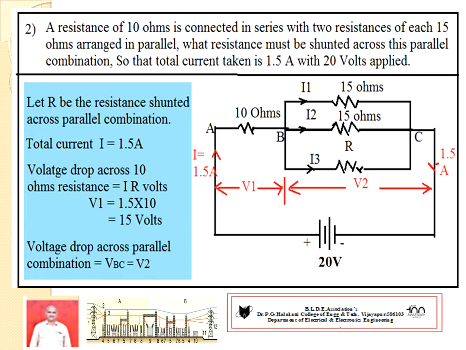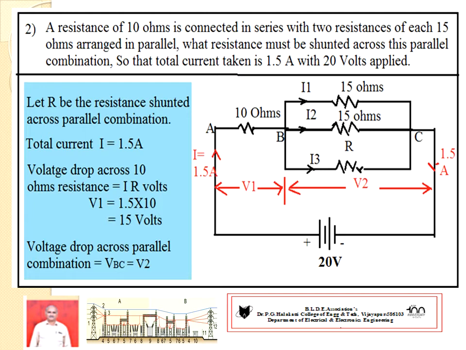So see there, it changes from problem to problem. You draw as per the given explanation. Series resistance 10 ohms, parallel two 15 ohms, and the third one give as R. Total current I is given, I equal to 1.5 ampere. Okay, this is our given data. Applied voltage is also given.